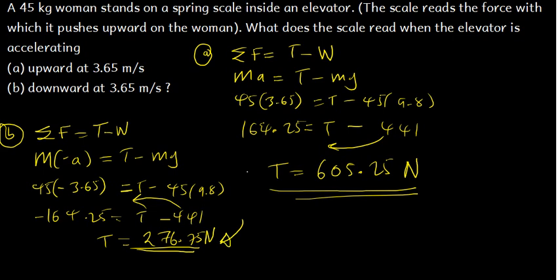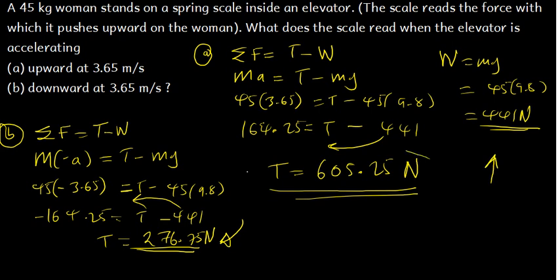Like if you consider just the weight of the person, weight is given by mass times gravity. The mass is 45, g is 9.8. So that is going to give us 441 newtons. So in case where something is accelerating upwards, the person will seem as if they are much heavier than the actual weight. But when something is accelerating downwards, the person will seem as if they are much lighter than the actual weight. So that is about weight and weightlessness.